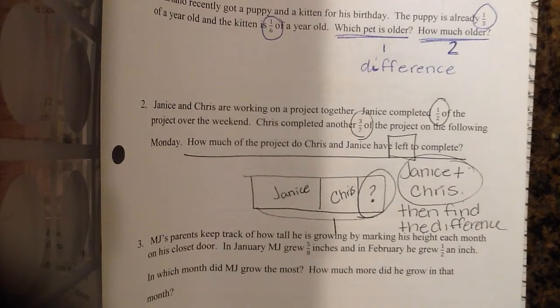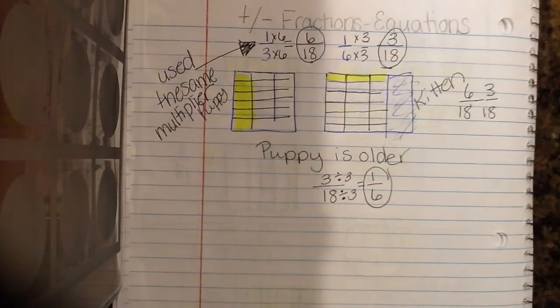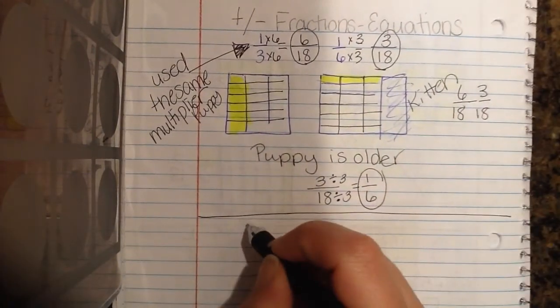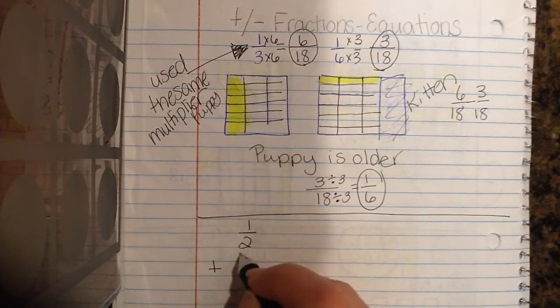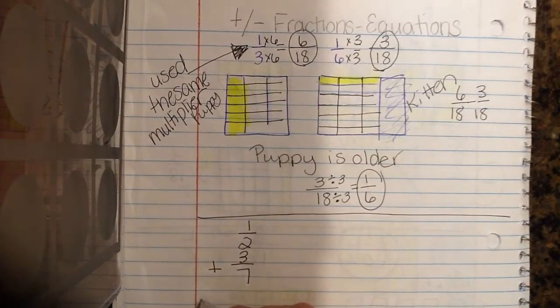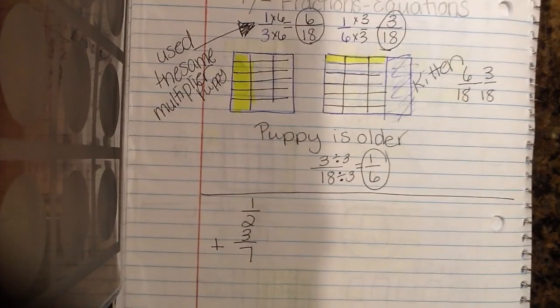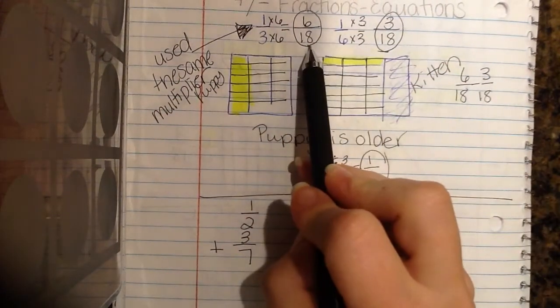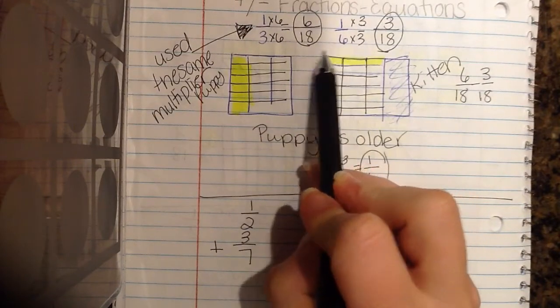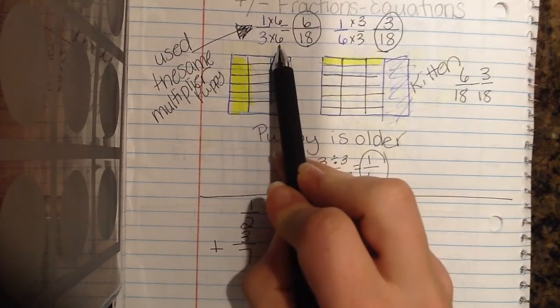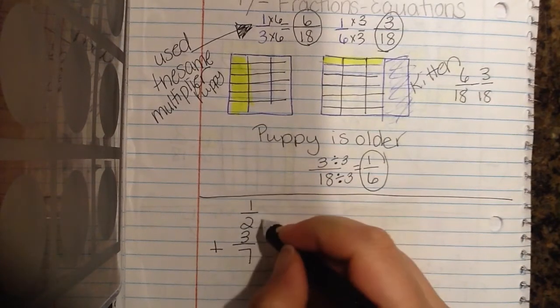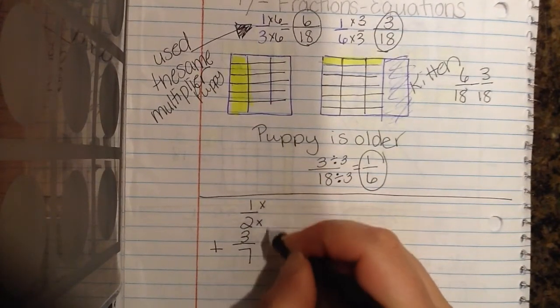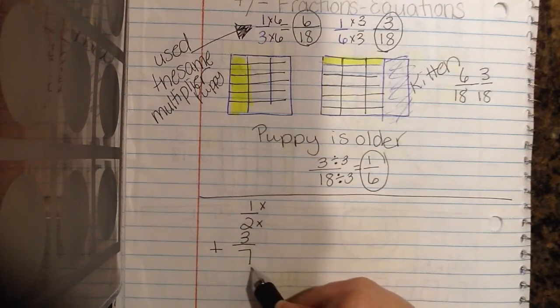Janice is a half, Chris is 3/7. 1/2 plus 3/7. So I'm going to write my problem up and down now. I have to try to find that common denominator. What did I do up here to get my denominator? Remember I used the other number to multiply it by? So what number am I going to multiply 2 by? Remember I have to use the same multiplier here. What am I going to use? This number.